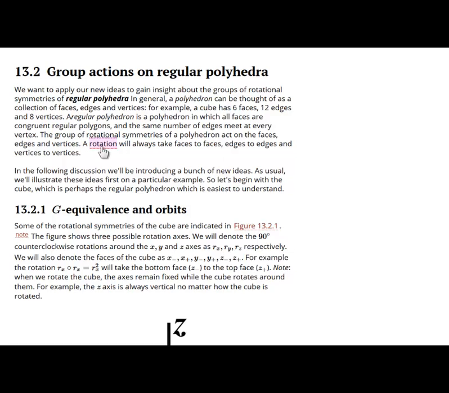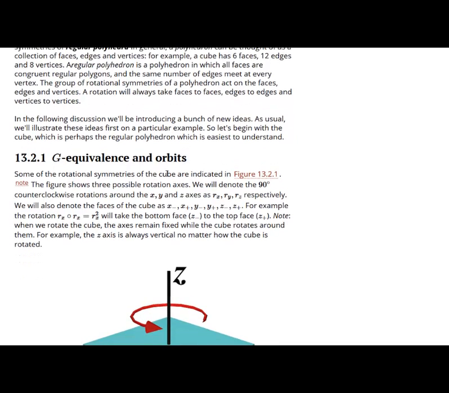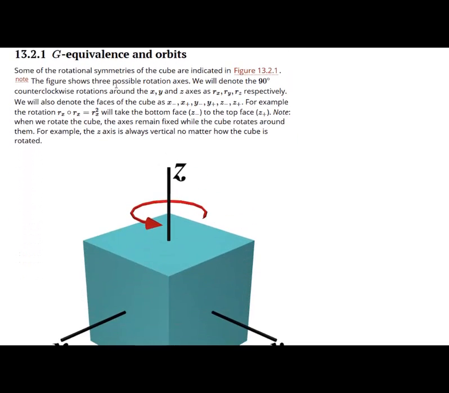And a rotation will always take faces to faces, edges to edges, and vertices to vertices. So I should say a rotational symmetry. A rotation that takes that polyhedron to itself will always take like structures to like structures. Okay. So we're going to introduce two key ideas about rotation: G-equivalence and orbits.